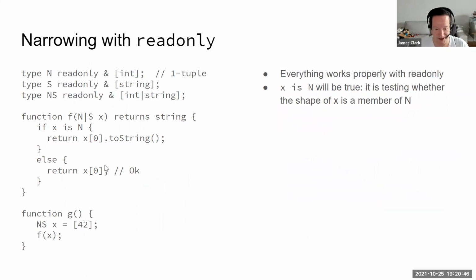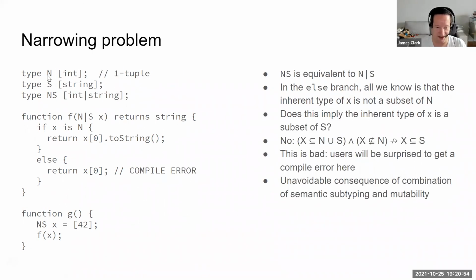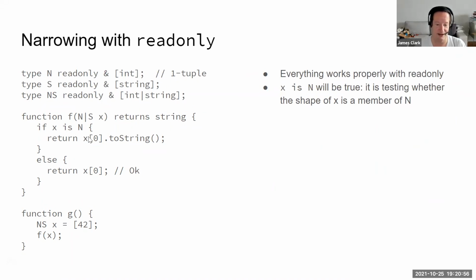That's the bad news. The good news is we can actually get everything to work properly with read-only. So if I declare these types, all I do is change these types here to be read-only, and this can all work properly now. The reason is, if I pass in X here, this will succeed because we're not looking at the inherent type. This value is a list of one int, so this will be true. We don't have to worry about inherent type nonsense. We're just saying, is its shape an array of ints? Yes, it is. So this is true.